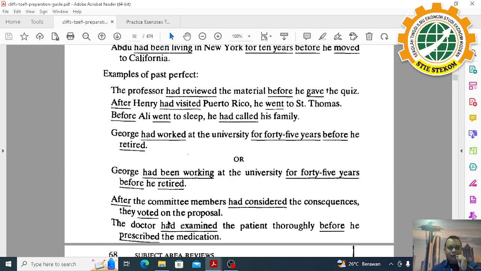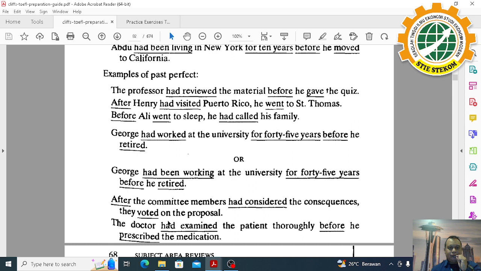Atau kita bisa menggunakan seperti ini. George had been working at the university for 45 years before he retired. Nah, ini sama, tapi bentuknya apa? Bentuknya ing ya. Tadi bentuknya present perfect aja, tapi ini sekarang present perfect continuous. George had been working at the university for 45 years before he retired.